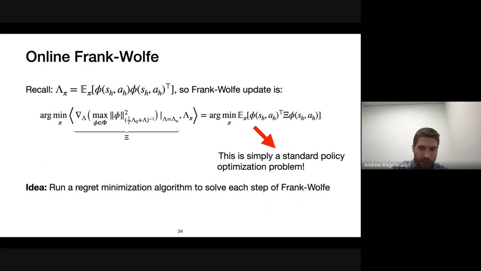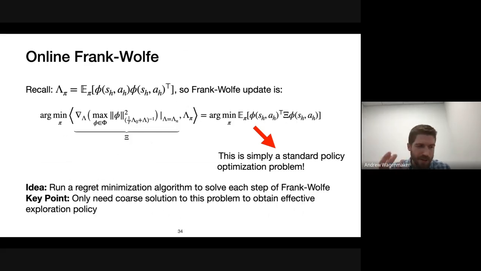And so this is essentially the idea for our algorithm: we reduce solving this experiment design, collecting good online data, to a sequence of policy optimization problems, each of which is one step of the Frank-Wolfe algorithm. And then we can run some regret minimization algorithm to solve each step of this policy optimization problem.